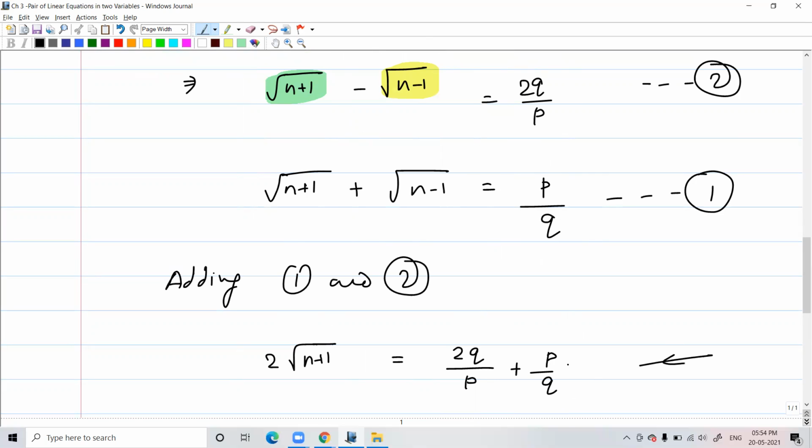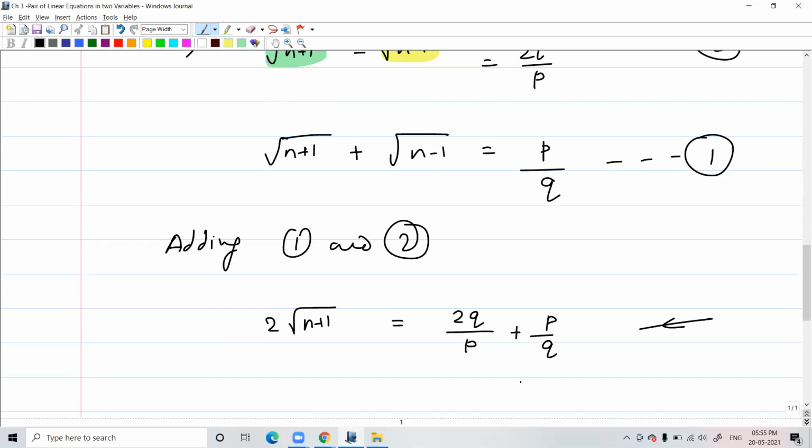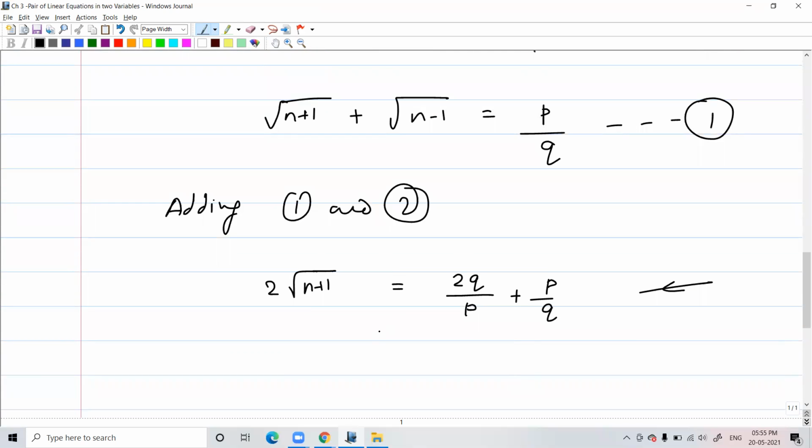So tell me, are you okay with this up to this step? Yes, sir. Okay, good. Then you have almost completed. Now, just move this 2 to the other side again and simplify this also. So it will be square root of n plus 1. I'm going to do that together. So let's keep this 2 as of now here. Simplify this. What will happen? Cross multiplication. It will become 2q square plus p square by pq, correct? Everybody knows how to add fractions.